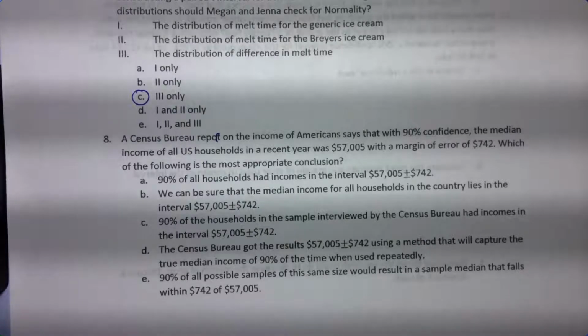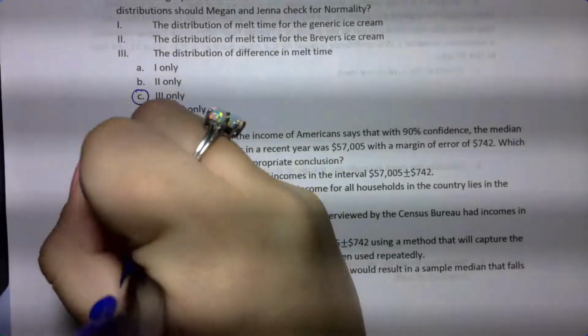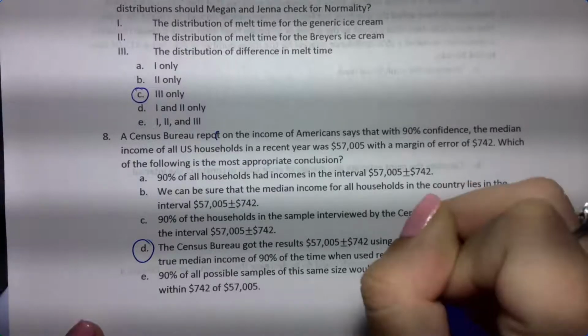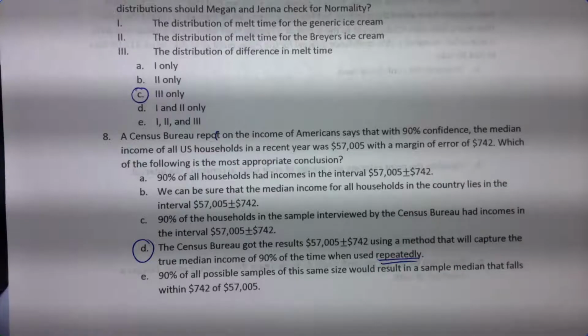My answer here is D, and it doesn't tell us the population median for sure, and it doesn't tell us what the individual incomes are. It only gives a possible value. The key word here is when it's used, two keywords actually, used repeatedly. So this tells me how often I should get values between those ranges.